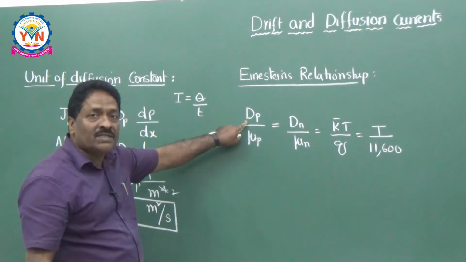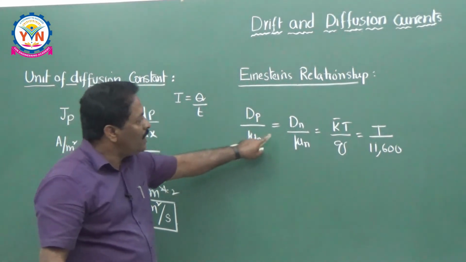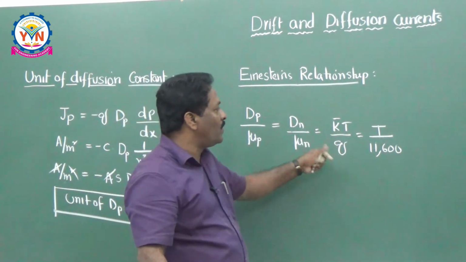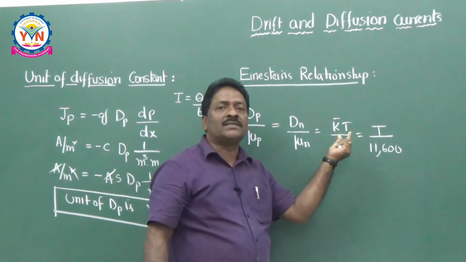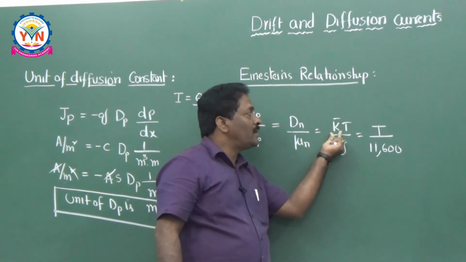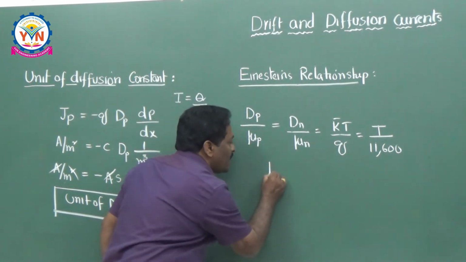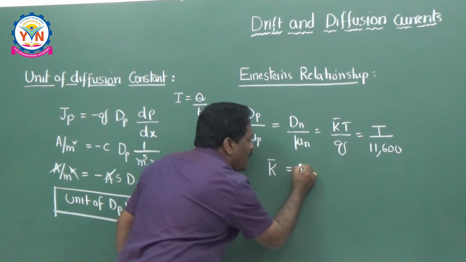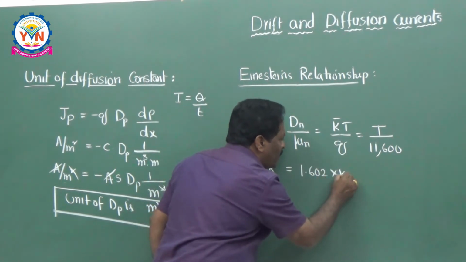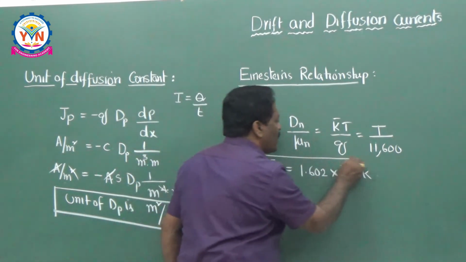Dp means the diffusion constant for holes, with mobility for holes mu p. Dn means the diffusion constant for electrons, with mobility for electrons mu n, which is equal to k bar into T by q. What is k bar? Boltzmann's constant, in joules per Kelvin. You know, k bar is related to another constant k. What is that k? k bar is equal to 1.602 into 10 to the power of minus 19 into k. This is the relation between k bar and k.